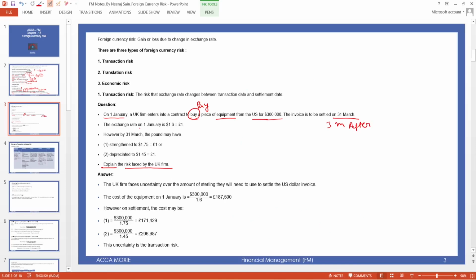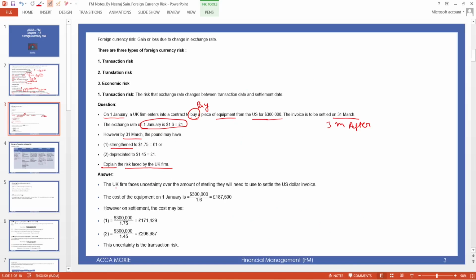The current exchange rate is the spot rate. In 3 months time, there is a risk that the currency might appreciate or depreciate, or you can say strengthen or weaken. So what is the effect on our company? Do we lose or do we gain?